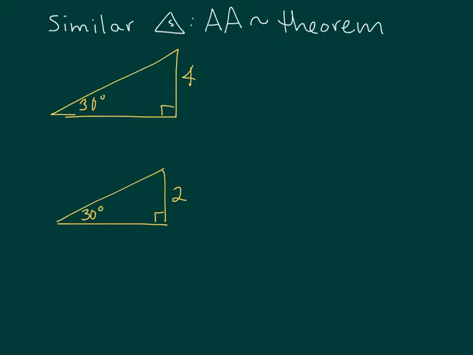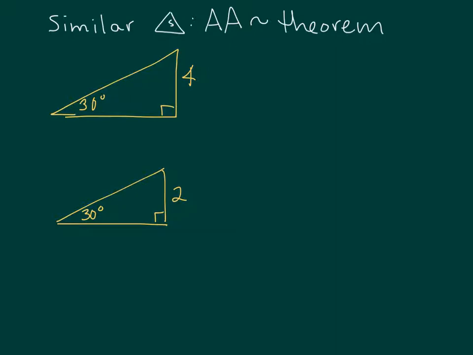If we have two 30-60-90 triangles, you in fact know that these two triangles are going to be similar because of a similarity theorem. You'll notice that in each triangle we have a right angle, in each triangle we have a 30-degree angle, so these triangles will definitely be similar, which means that sides are going to be in proportion.